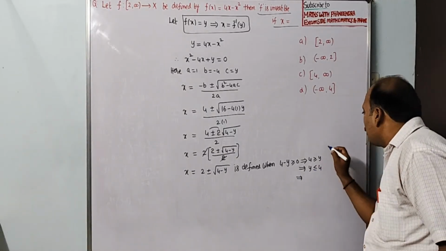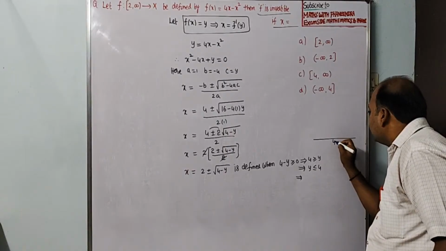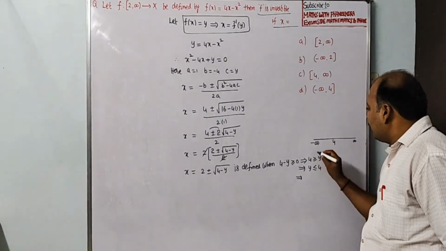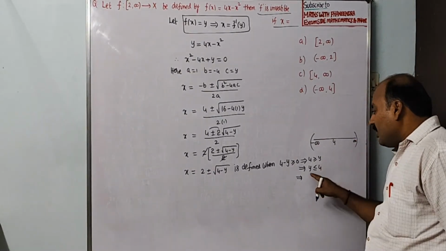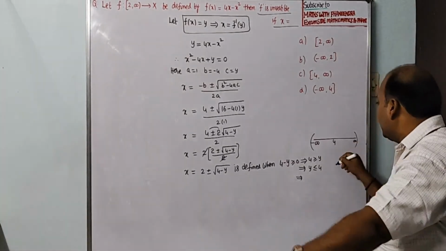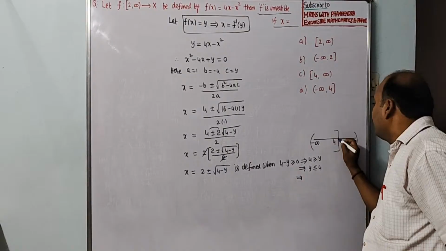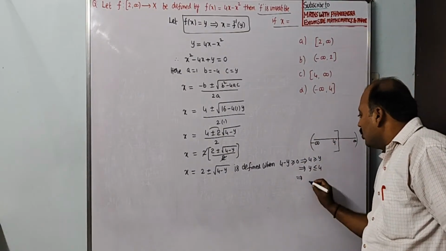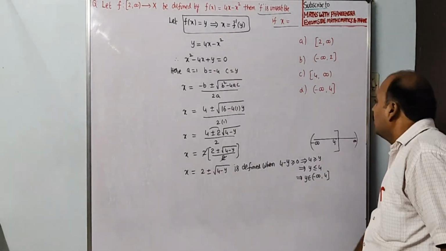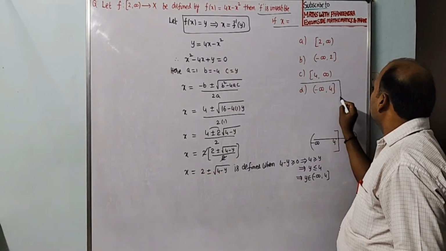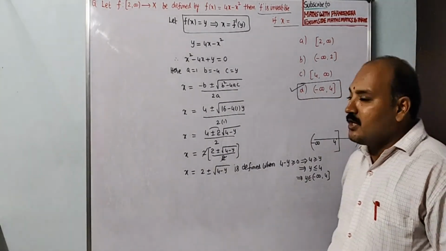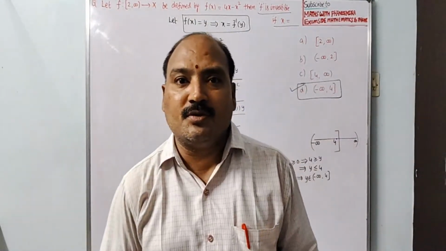y is less than or equal to 4 means on the real number line, this is 4, this is minus infinity, this is plus infinity. y is less than 4 and equal to 4. So y belongs to open minus infinity comma closed 4. So minus infinity to closed 4 will be there in the fourth option, dear students. I hope you understand. We'll move on to another question.